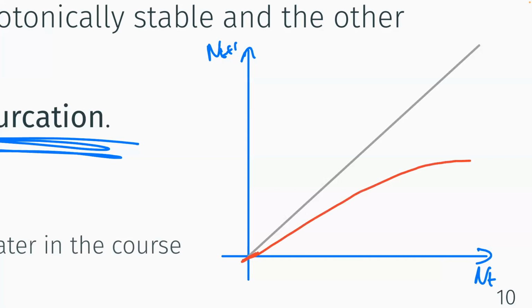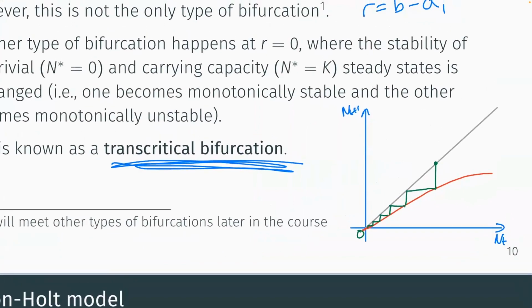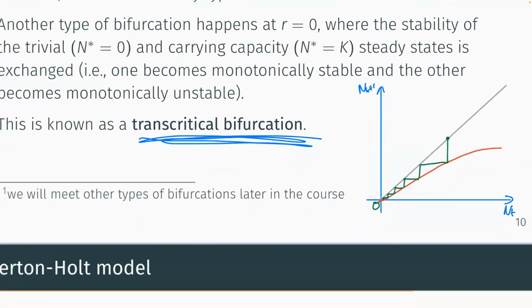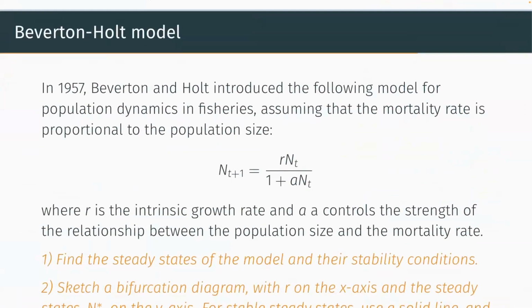Now if I pick any initial condition, say here, when I cobweb, we go towards this extinction state here at 0. As you increase r above 0, this red curve will have a gradient greater than 1 at 0. So that's why this is monotonically stable when r is less than 0. It's monotonically unstable when r is greater than 0. So that means we have a transcritical bifurcation. So there's an exchange of stability.